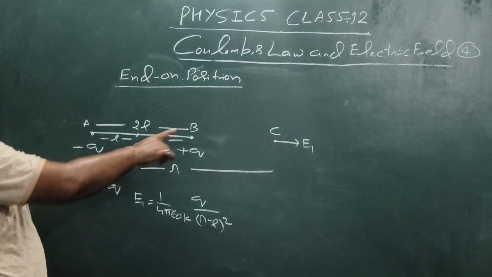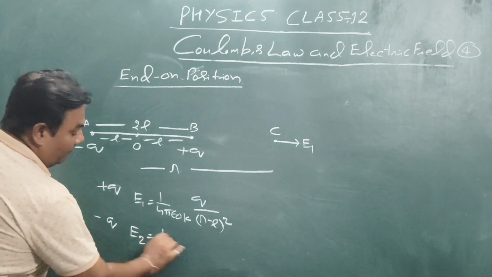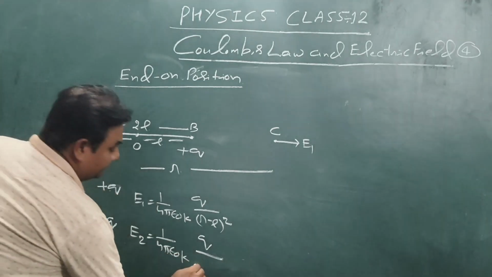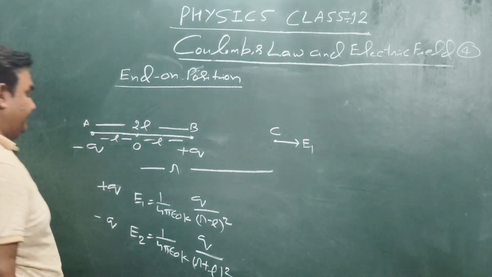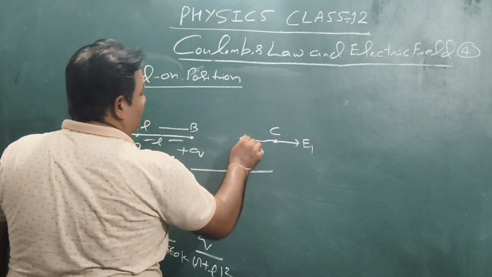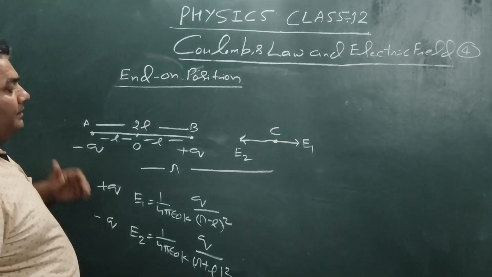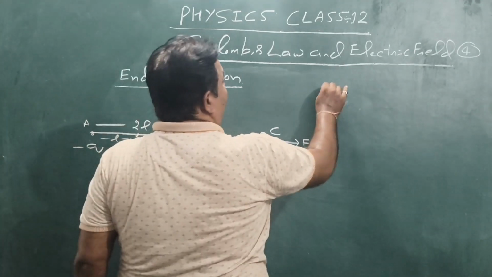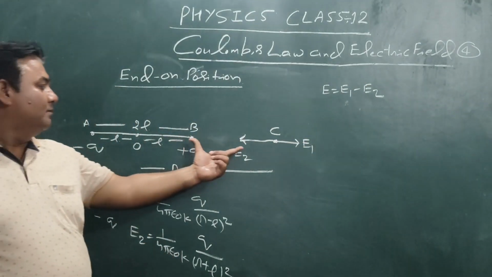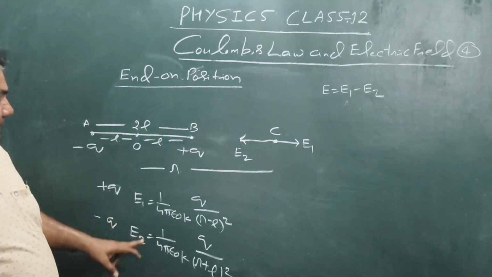Now the intensity of electric field at point C due to minus q charge. E2 is 1 upon 4 pi epsilon naught K, q upon R plus L, the whole square. The direction of E2 is toward the charge, because the intensity at any point due to negative charge is toward the charge. Since E1 and E2 are in opposite directions, the resultant intensity at point C is E equals E1 minus E2. E1 is greater than E2 because this distance is small compared to that distance, and intensity is inversely proportional to the square of the distance.